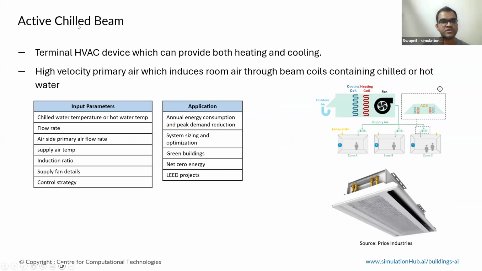So the first one is the active chilled beam. This is basically a terminal unit which you can assign to a zone or multiple zones, and you can provide both heating and cooling. In this, as we all know, a high velocity primary air induces the room air using a beam coil. So the input parameters required for setting this up are chilled water temperature, the plant side temperature, which you can enter. Default values are always available. Flow rates, the air side primary air flow rate, supply air temperature, the induction ratio, supply fan details, as well as control strategies. If applicable, you can input those in the panel.